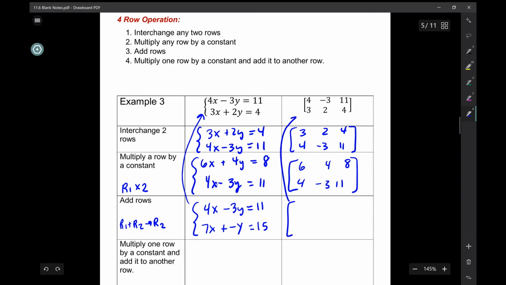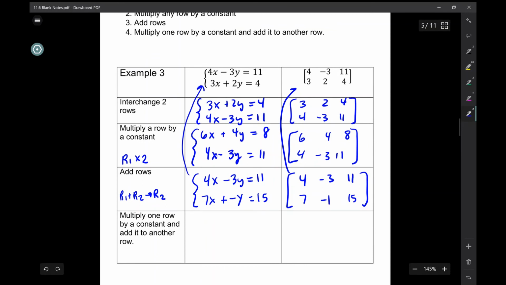Let's go back. So our row 1 is 4, negative 3, 11. And our new row 2 would be 7. Negative 3 plus 1 is negative 1. 11 plus 4 is 15. So you can see what we're doing with the matrices when we're doing these row operations. We're just kind of keeping track of our constants, our coefficients in our systems of linear equations. And it's just a more convenient way of keeping track of our coefficients than having to write the x and the y and the equals all the time. It just takes that part away and just worries about what the coefficients are doing.